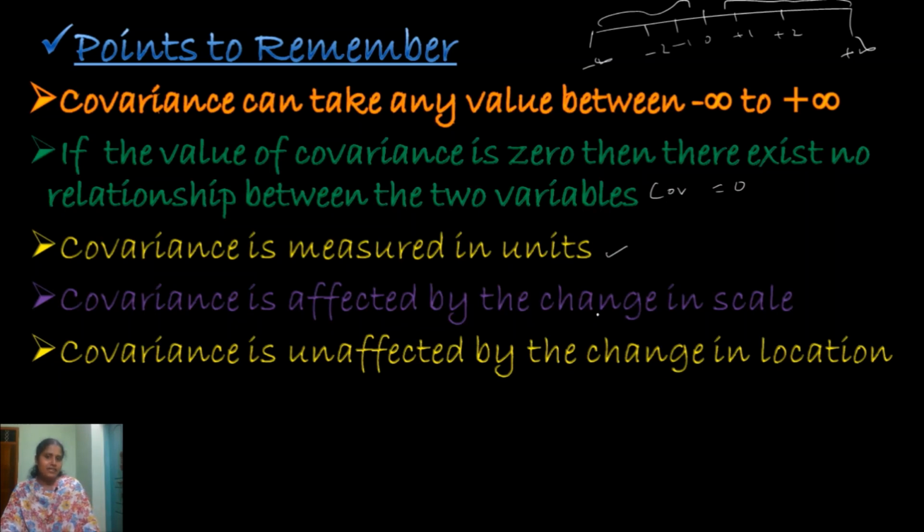Covariance is affected by change in scale. Suppose you multiply all the values of one variable by a constant and you multiply all the values of the other variable by the same or a different constant, then the value of covariance is changed. So it is affected by change in scale, but it is unaffected by change in location.